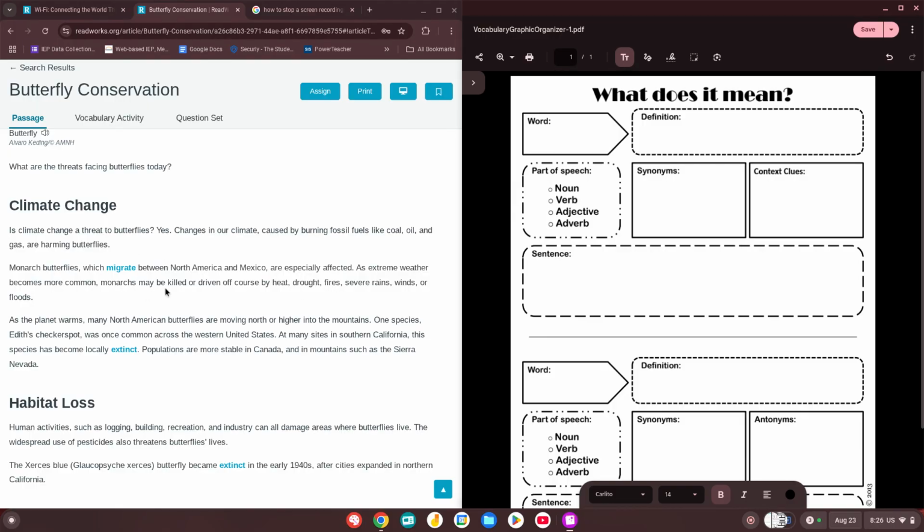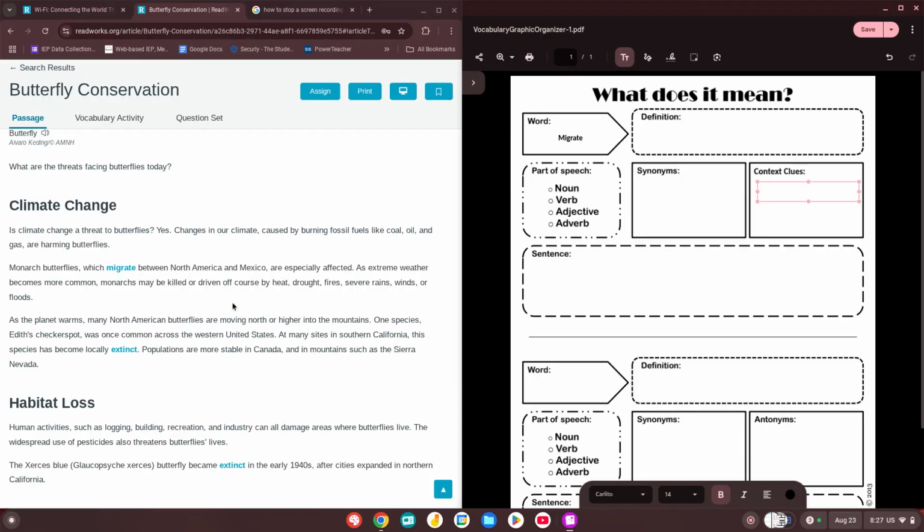I came upon this word migrate, and I actually don't know what migrate means. So I'm going to write it here. My word I want to focus on is migrate. I'm going to start looking around these sentences. Usually we would look in the sentence that the word is in, and sometimes around it can be helpful as well. So let's reread this. Monarch butterflies, which migrate between North America and Mexico, are especially affected. It sounds like there's something happening between North America and Mexico, right?